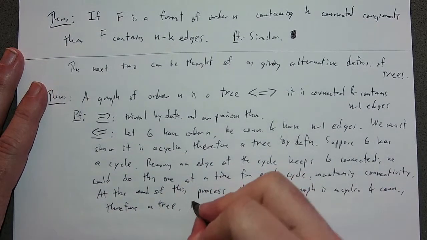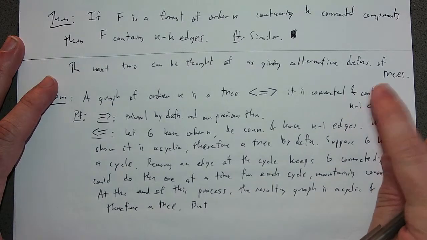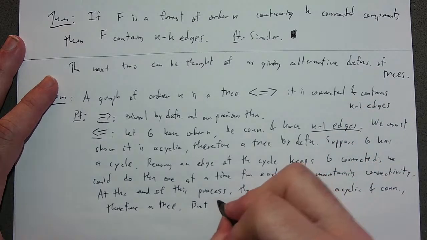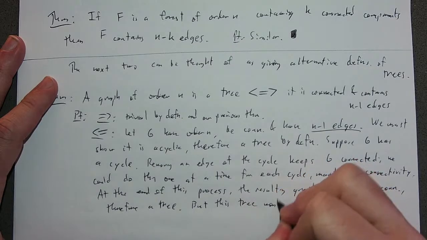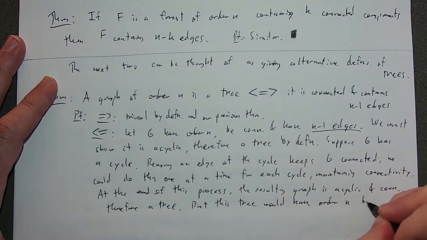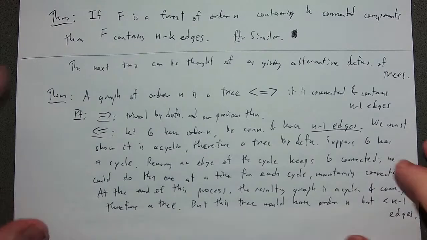But if we've had to do this even once, if G even had a single cycle where we removed an edge and kept it connected, the problem is that we assumed that G has n minus 1 edges. But this tree would have order n, but strictly less than n minus 1 edges, which is impossible by our previous theorem.